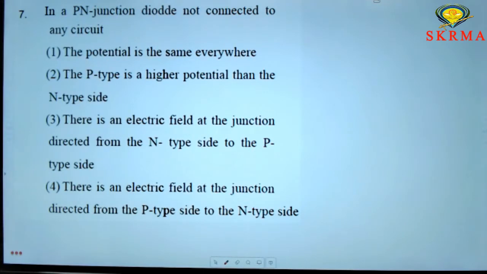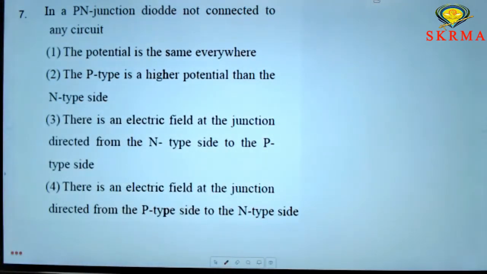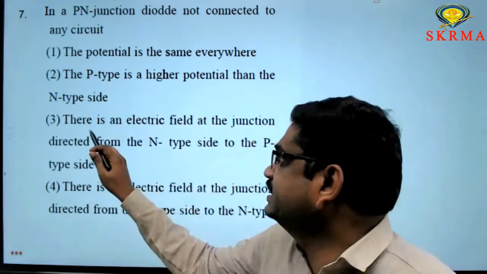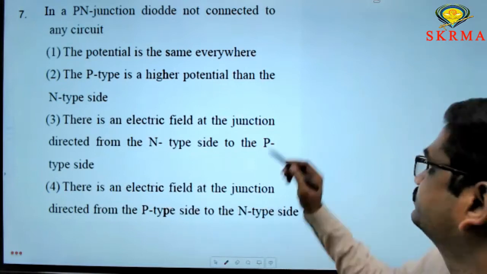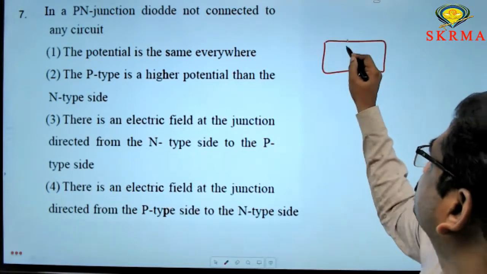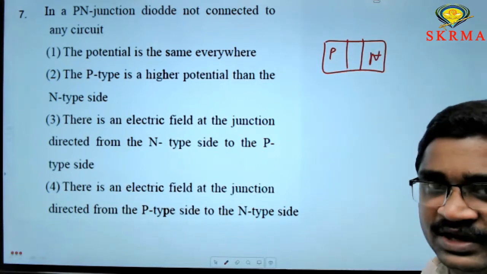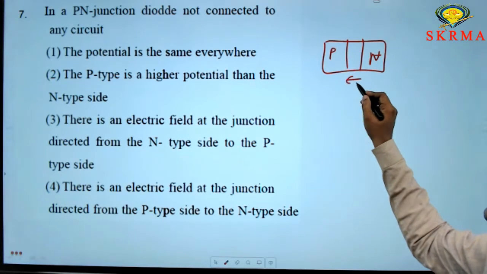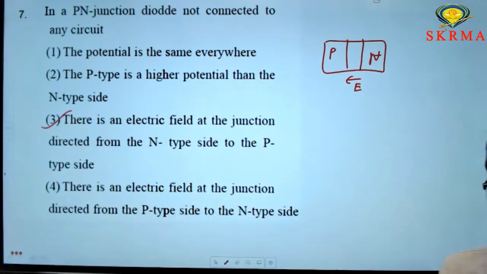Next, if a PN junction diode is connected to a circuit, then which one do we need to select? The potential is the same everywhere. P type is at a higher potential than N type. There is an electric field in the junction from N type to P type. So this is P type, this is N type. The junction electric field is from negative to positive only, opposite to the original direction. So we need to select the third option.